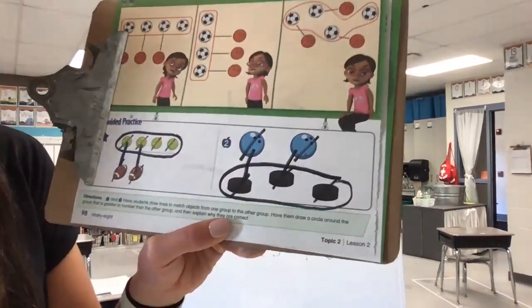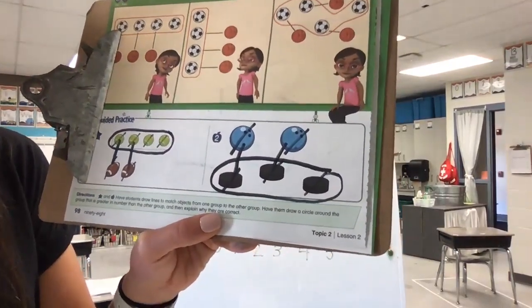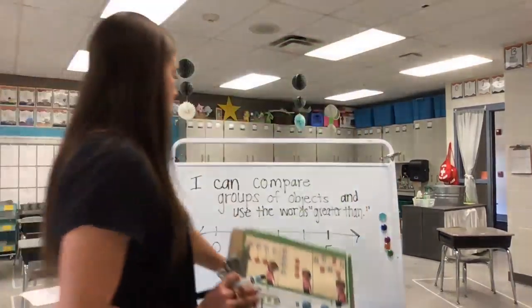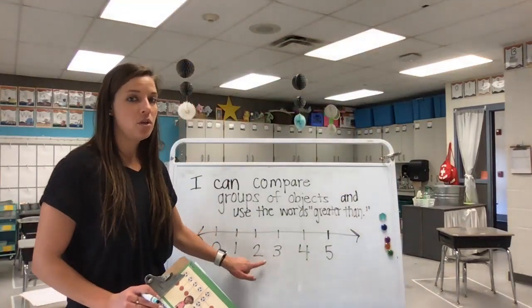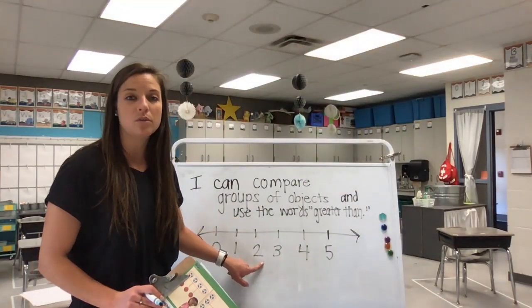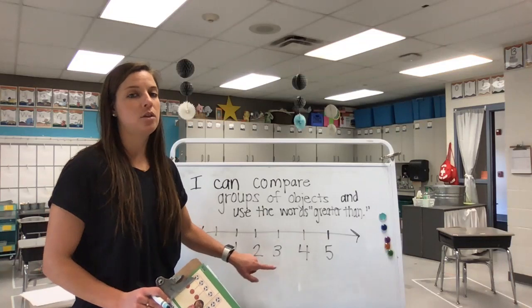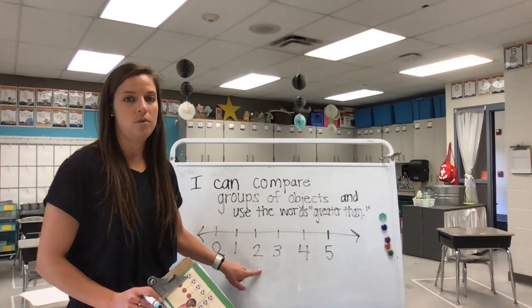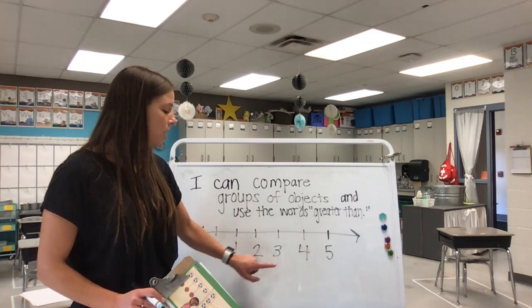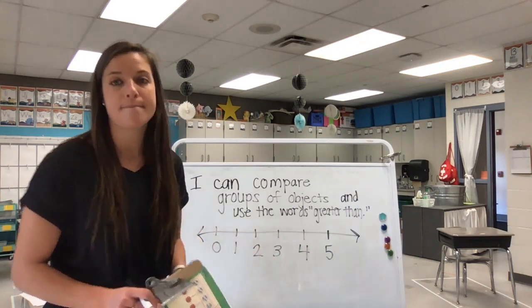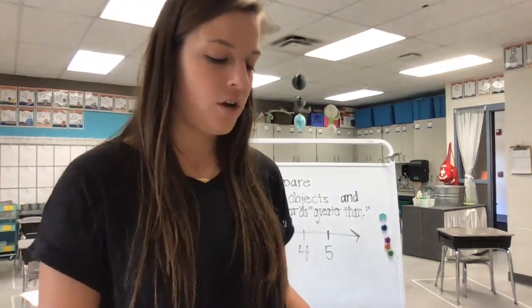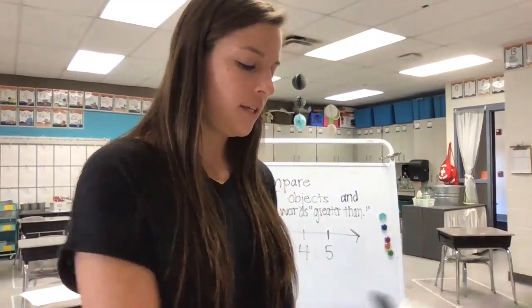So go ahead and circle your hockey pucks. And we see that 3 is greater than 2. Can you say those words with me? 3 is greater than 2 because it's one more than the number 2 on our number line. Okay? Very good job. All right.